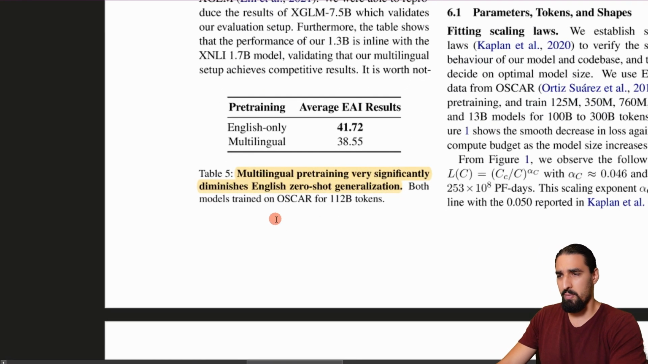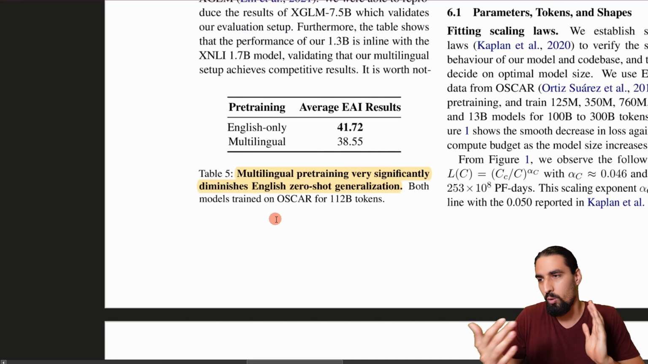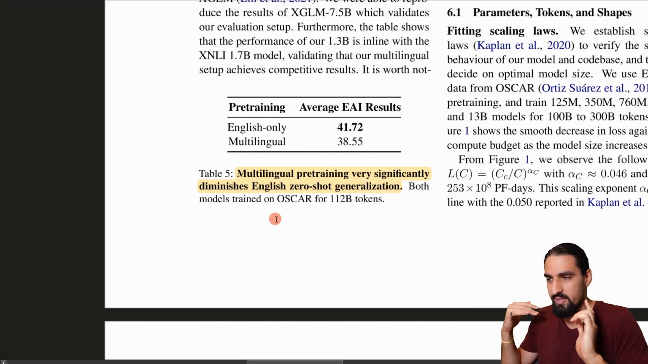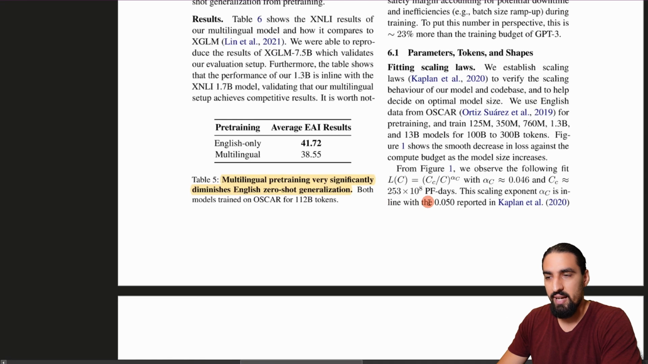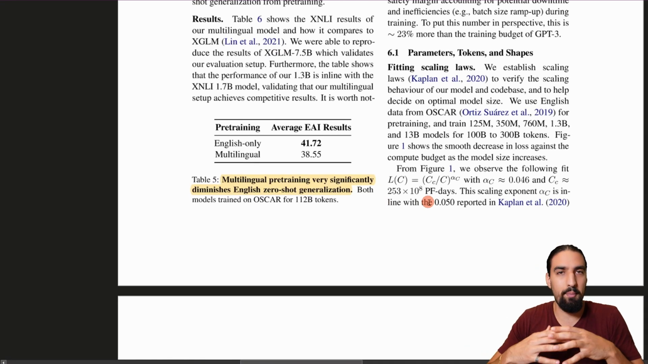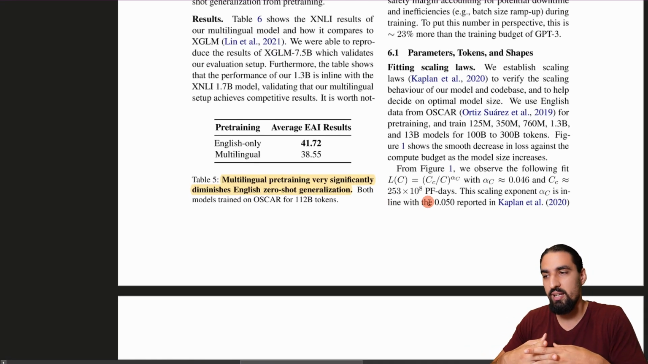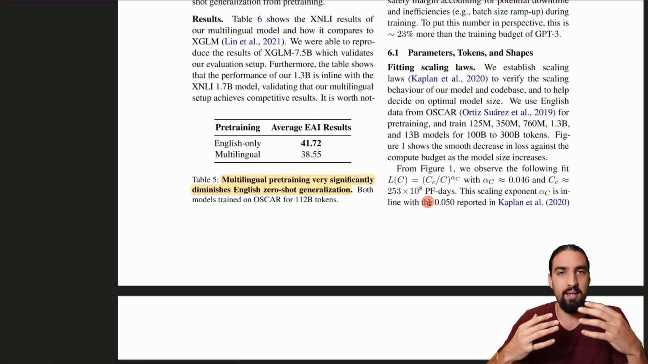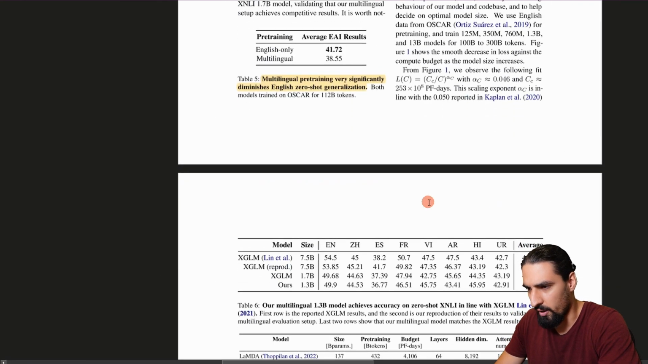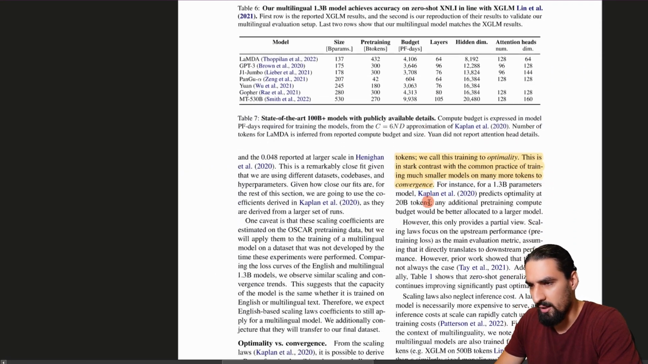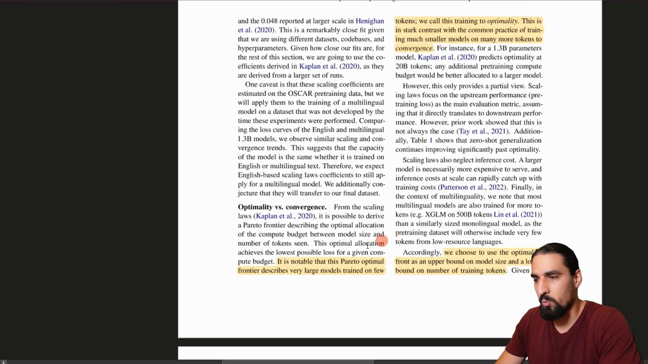So, a thing worth mentioning, and this is something we're probably all aware of at this point, is that multilingual pre-training very significantly diminishes English zero-shot generalization. So the thing with this BLOOM model is that they trained a multilingual model, and because of that, it's not as strong on English as basically some of the other baselines.